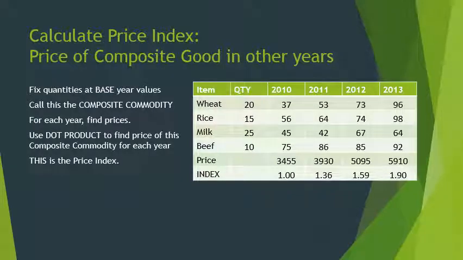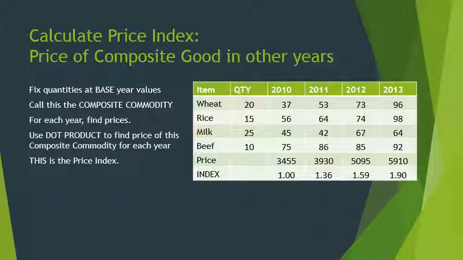price of this composite commodity, and that gives us the price index. So it's 3,455 in 2010, 3,930 in 2011, 5,095 in 2012, and 5,910 in 2013. So now we can take the ratio. This is how the price index tells us how much the prices have been increasing. So if we take the ratio, we will get the percentage increase in prices.